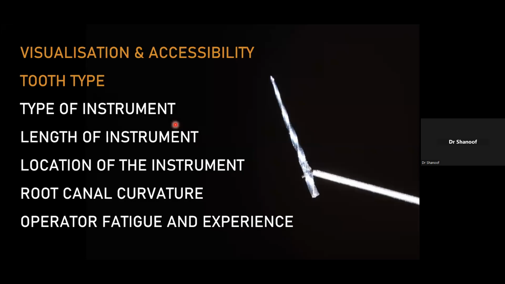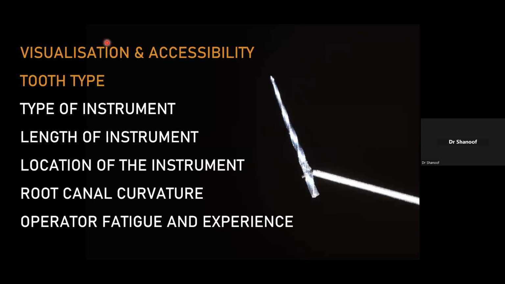The first thing is visibility and accessibility of the file. If the instrument is visible in the canal, it doubles the chance of instrument retrieval. So it is very important to use an operating microscope or at least loupes with sufficient magnification. While attempting to retrieve a file, you should always use magnification. That is the most important thing.